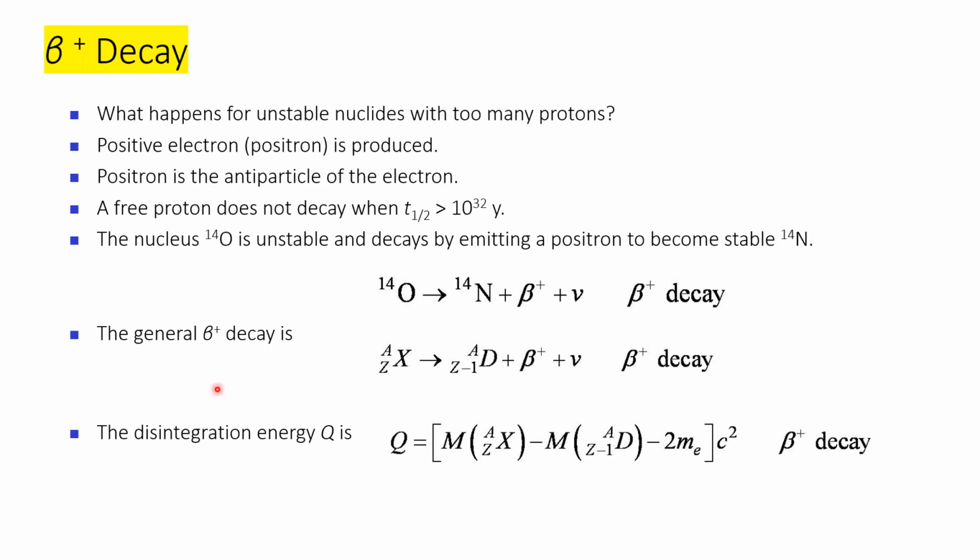The general beta plus decay form is given by this equation here. You have your parent X decays to your daughter D. Here your A is constant, but you have Z minus 1 plus your beta plus, or your positron, plus your neutrino nu. The disintegration energy, on the other hand, of your beta plus decay is given by this equation here.